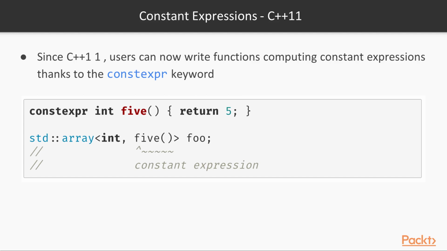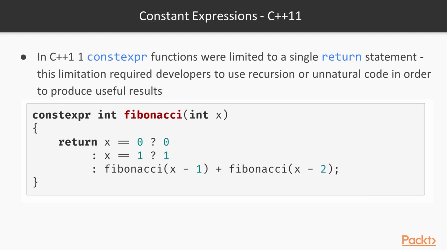Before C++11, it was not possible to use a function call as a constant expression. Usual tricks include using enum or templates that expose a static const member in order to compute complicated constant expressions. In C++11, constexpr functions were limited to a single return statement. This limitation required developers to either use recursion or unnatural code in order to produce useful effects.